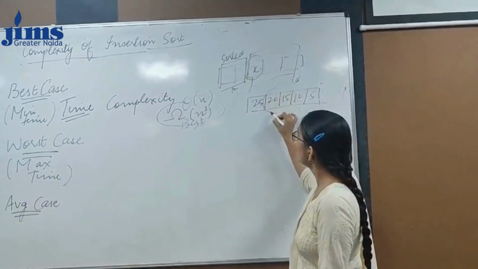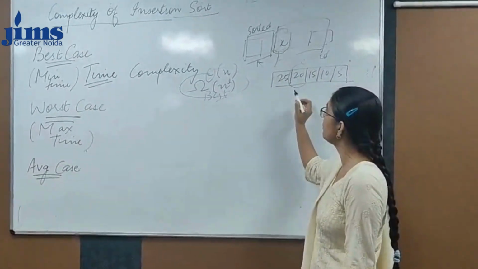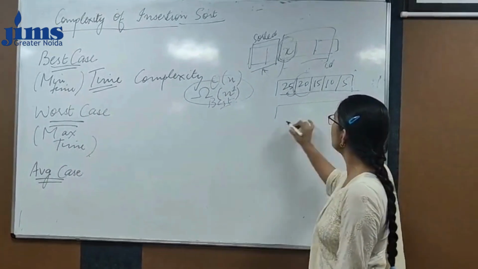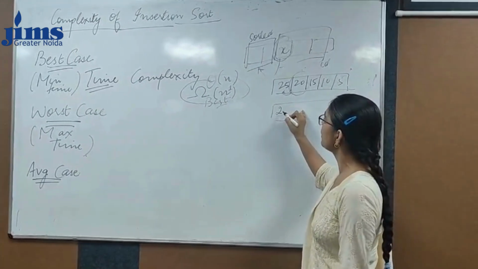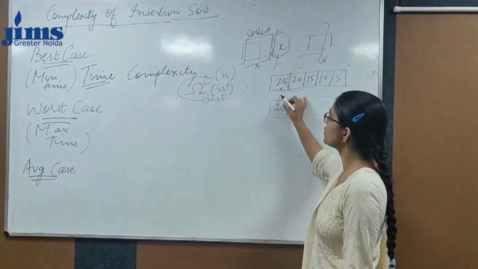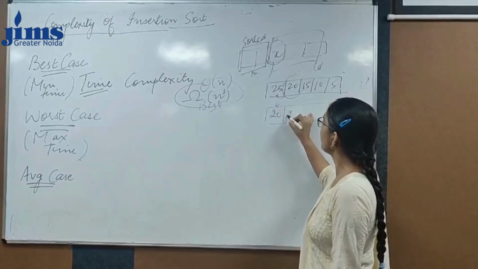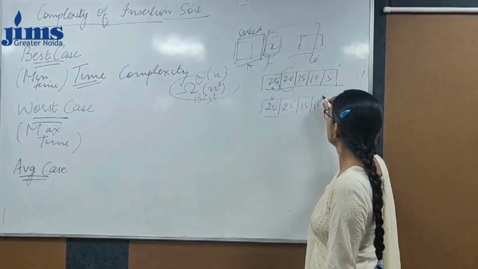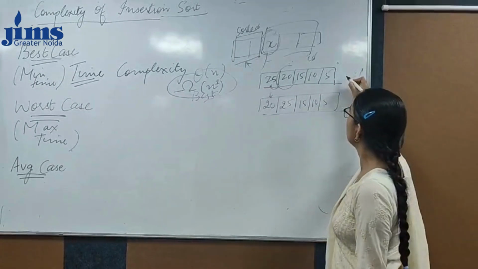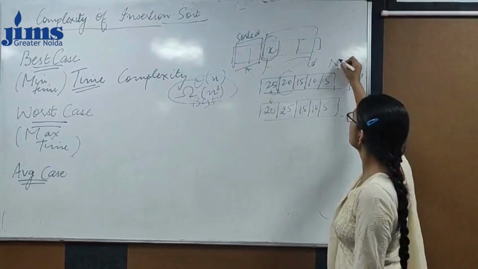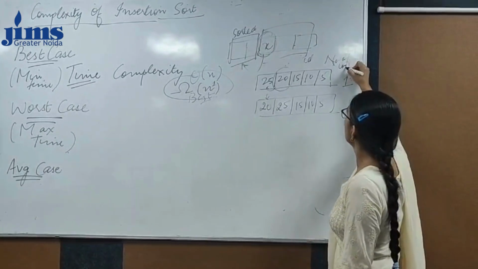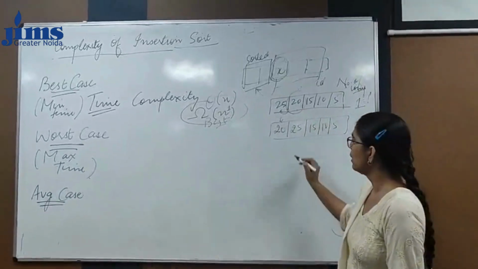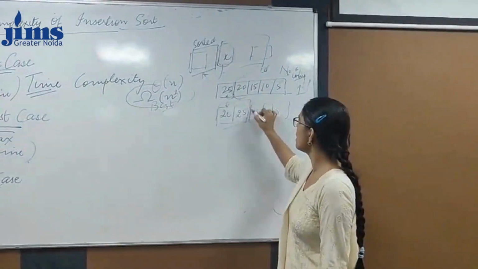Now, how will the sorting happen in insertion sort? First is the turn of 20 to get inserted. 20 will be compared with 25. When 20 is compared with 25, 25 will be shifted to the right, and this is the position where 20 will get inserted. The rest of the three values are lying as such. How many comparisons did 20 encounter? A single comparison with 25. Now this is the sorted portion, and this is the unsorted portion.